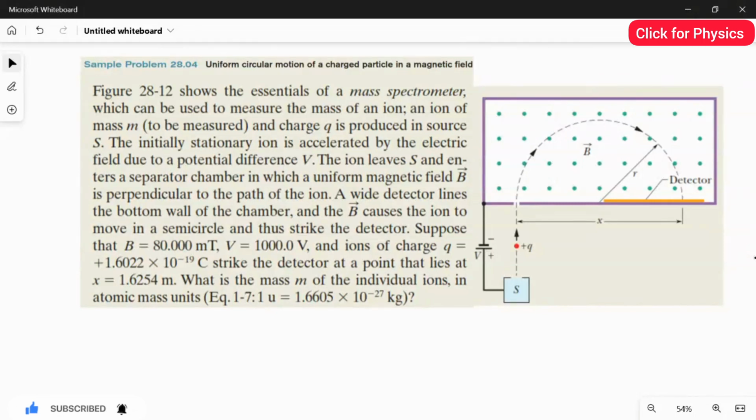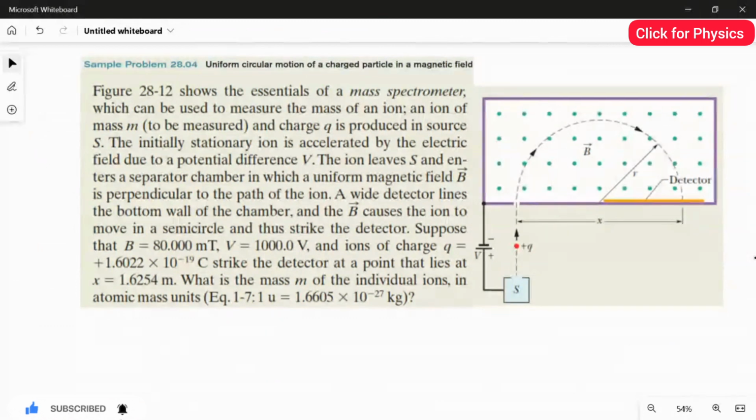Initially, stationary ion is accelerated by the electric field due to the potential difference. By applying the potential difference, you are just accelerating this ion. The ion leaves the source and enters the separate chamber in which the uniform magnetic field B vector is perpendicular to the path of the ion. So you can see here, when you apply the external potential from the source, the ions are coming out.